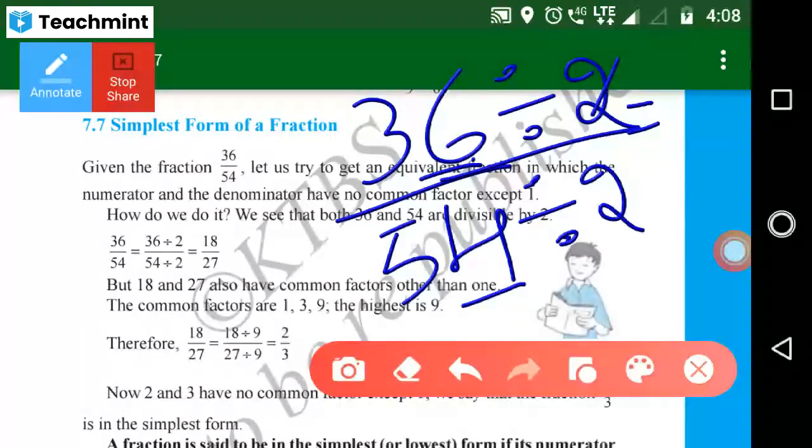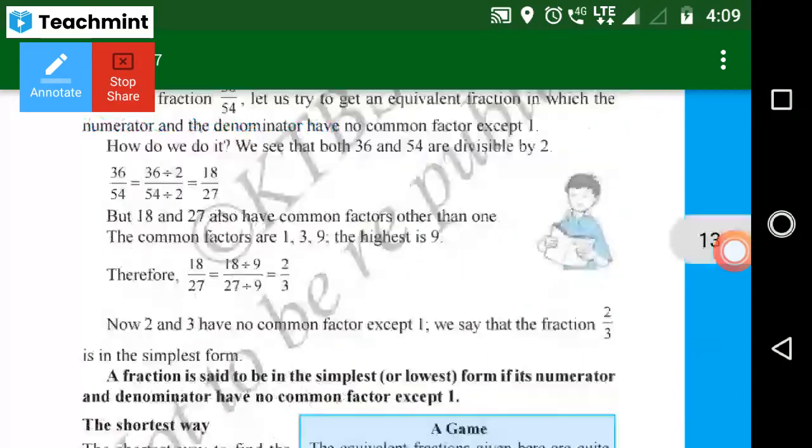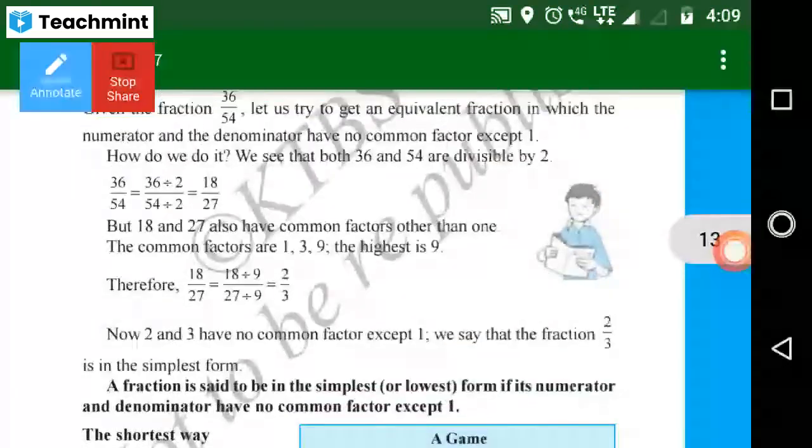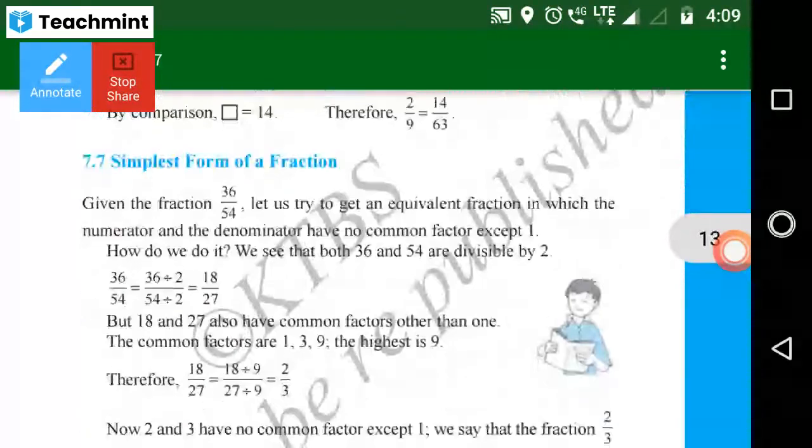Ma'am, we have to find the HCF, right? Hello, ma'am. Yes, I'm here only. Wait, that one only I have to explain. Wait, I will just start now.